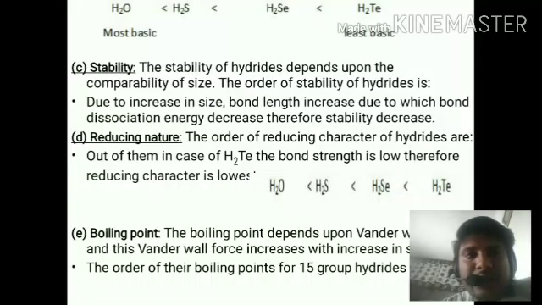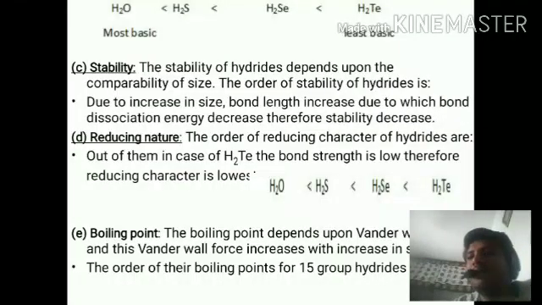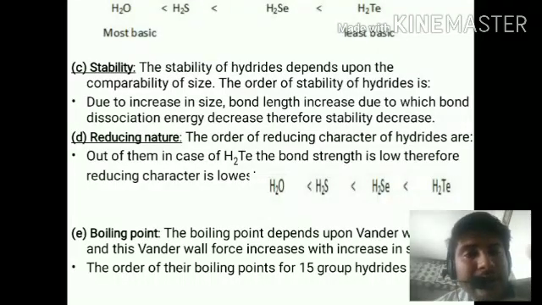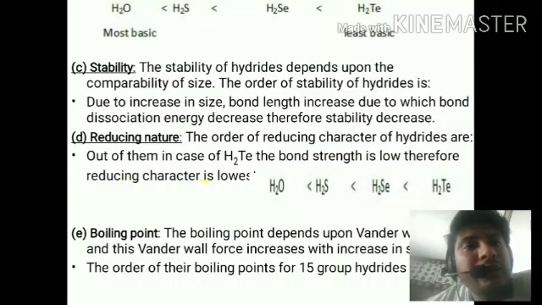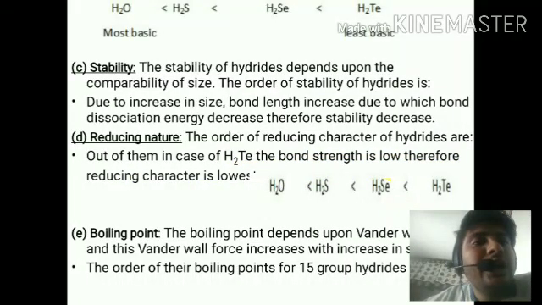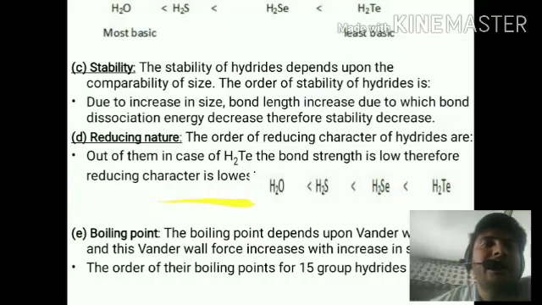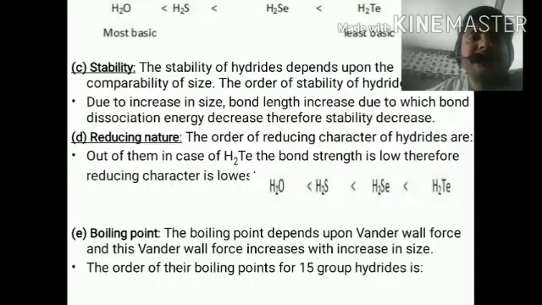Now reducing character. If a compound reduces any other substance, that is called reducing property. The reducing property increases from top to bottom. In the case of H2Te, the bond strength is low. Therefore, the reducing character is highest. There is a printing mistake here; it should be highest.